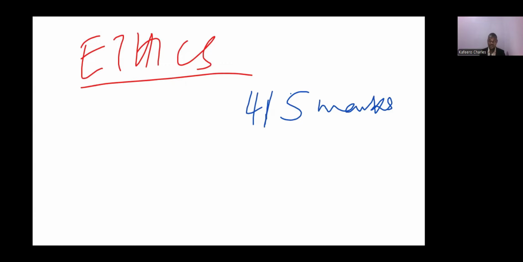Most of the times the examiner doesn't examine a full question on corporate governance because it is more theoretical than computational. So it's not going to be a full question. So you can't have a full question on ethics.